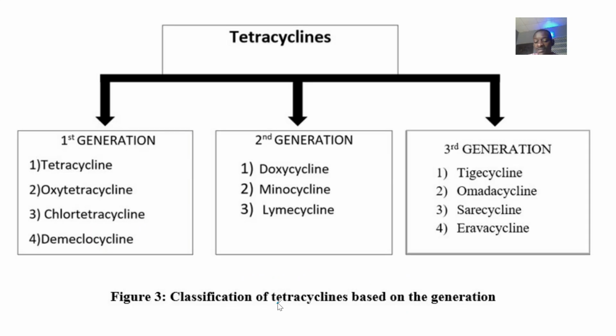So these are the different types of tetracyclines that we have: the first generation, the second generation, the third generation. Please pause at this, you understand? You can just pause here to look at all the generations.